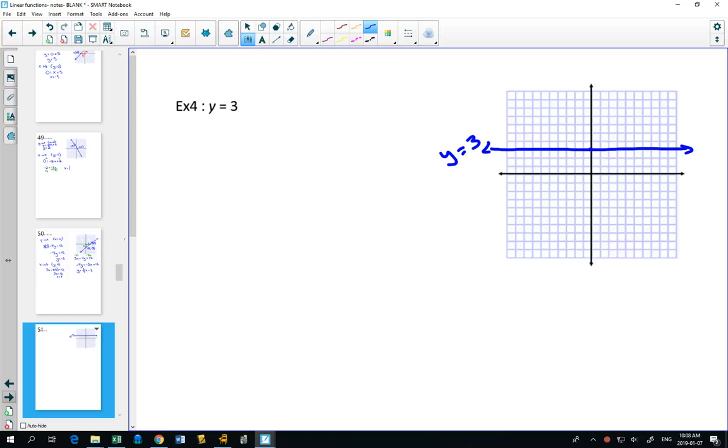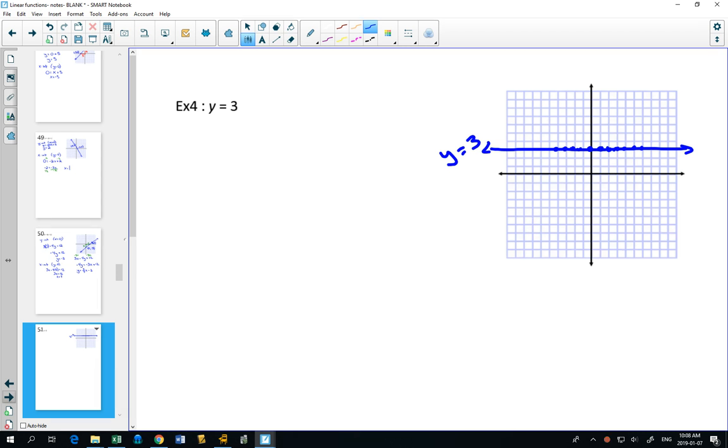Okay, what does our table of values look like in this case? Well, when x is 1, what's y? Well, y is always 3. Okay, so I have 1 comma 3. When x is 0, what's y? Well, y is always 3. So the equation says no matter what value of x you put in, y is always 3. And you can see from that that it's going to be a horizontal line.